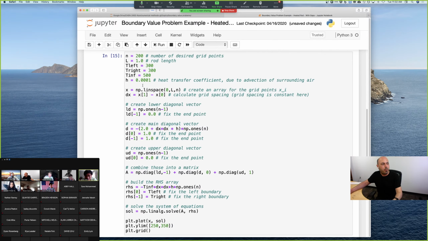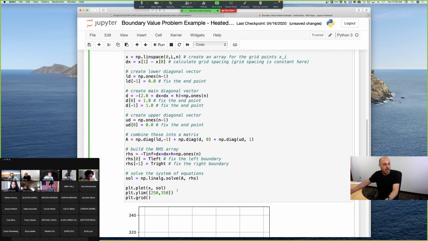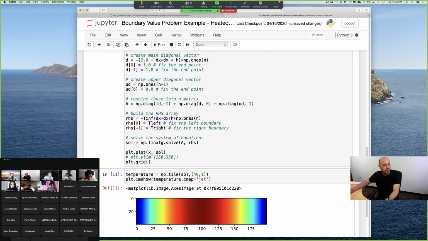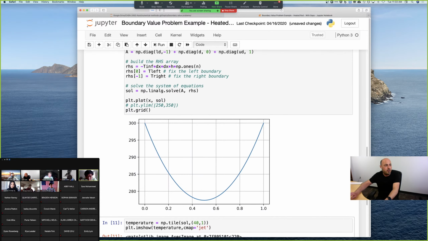You can play around with those numbers, but once you write this down, you can enjoy working on the physics and playing around with the different parameters to see what the physics are telling you. You could cool the rod, go to 100, and then you get the opposite.